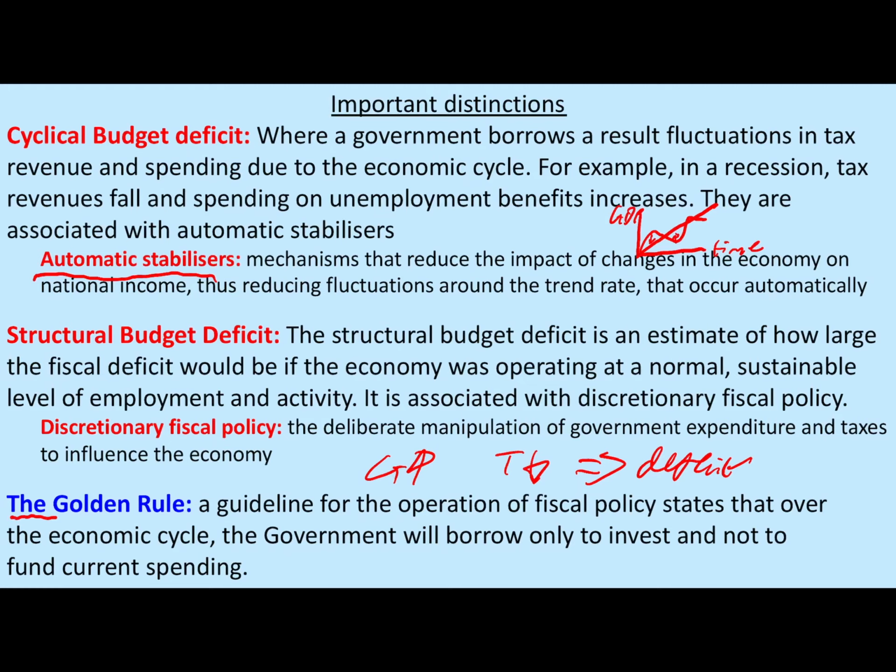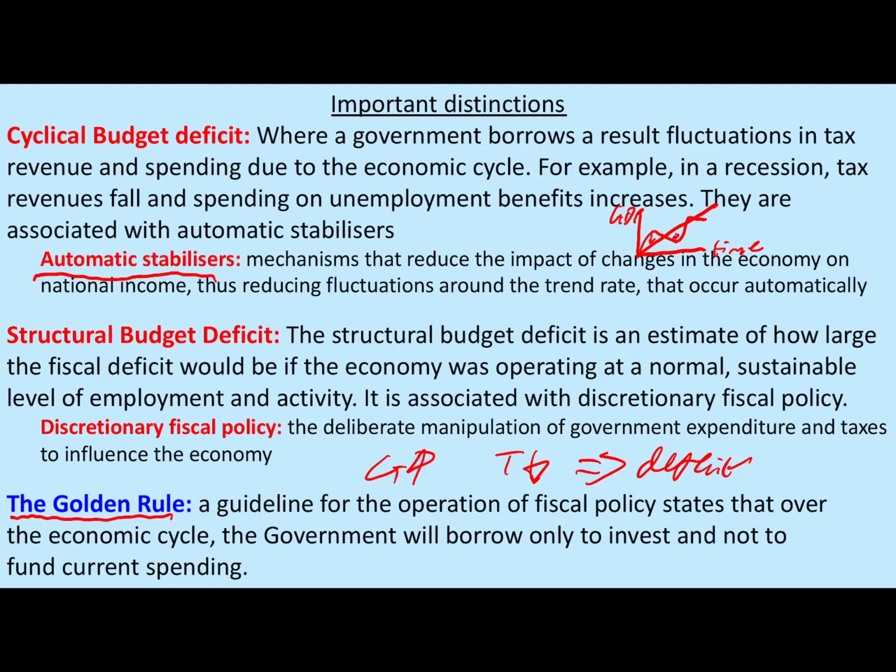That brings us to perhaps our golden rule, which is a guideline for the operation of fiscal policy over the economic cycle. And this rule states that the government will borrow only to invest in an economy and not to fund current spending. So it's not to fund an unemployment benefit, for example, but the borrowing the government makes is used to invest into the economy and increase our output into the future.